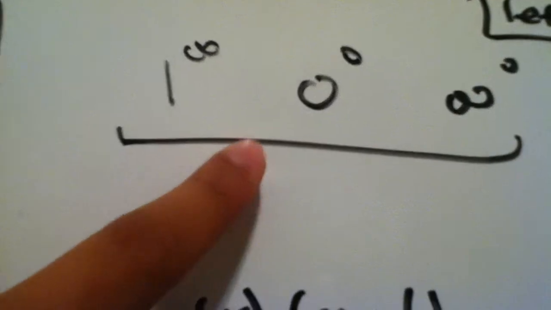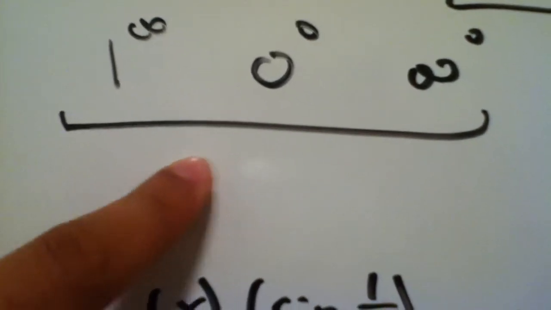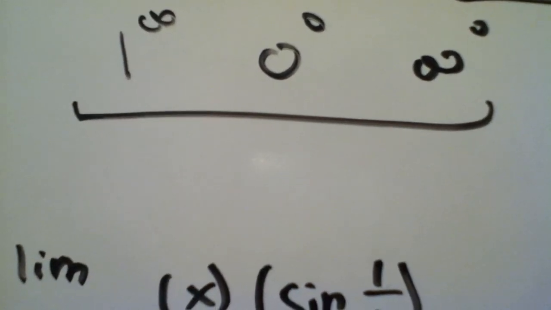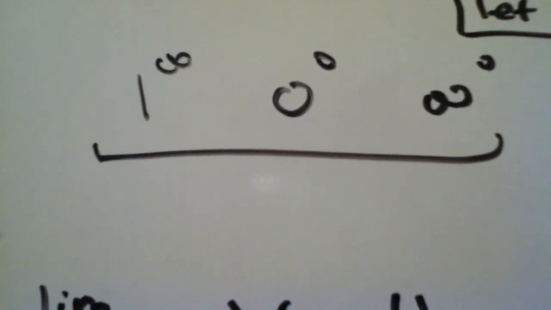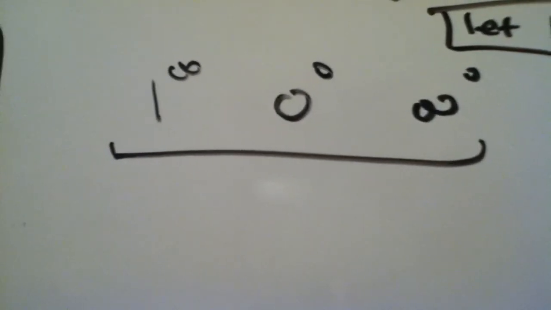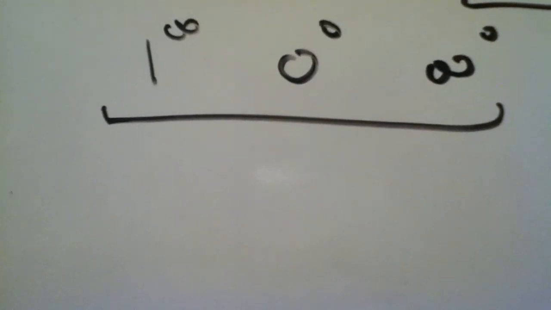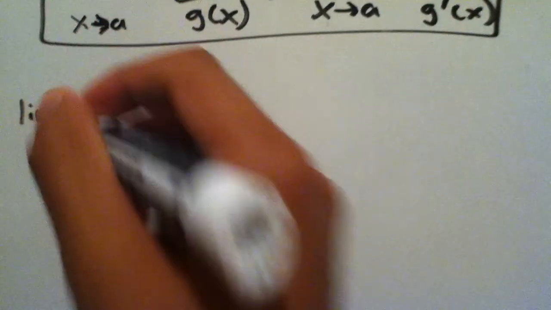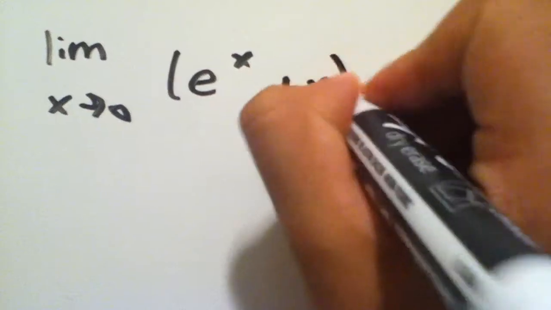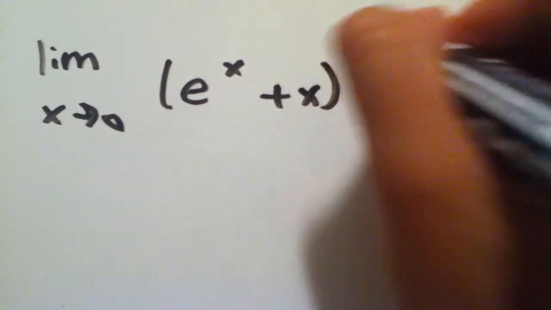Now for these three, 1 to the power of infinity, 0 to the power of 0, and infinity to the power of 0, there's another nifty little trick we can use. So now let's do an example with one of those three. So let's say you have the limit as x approaches 0 of e to the x plus x, all to the power of 1 over x.